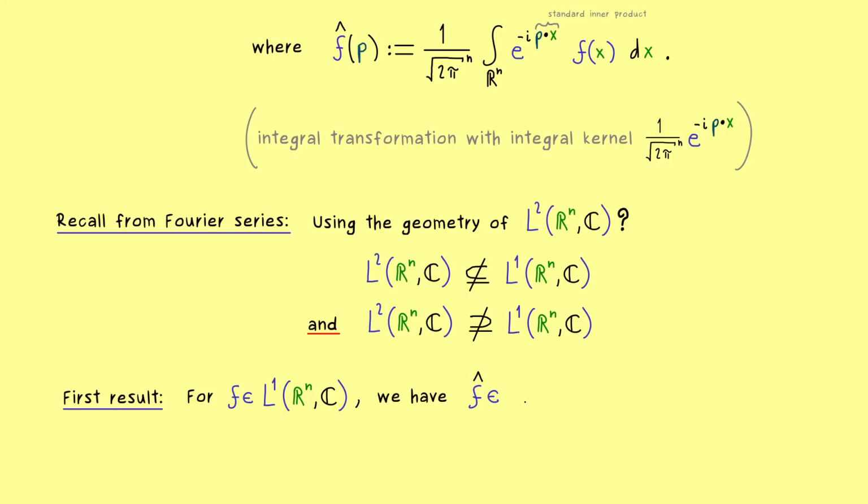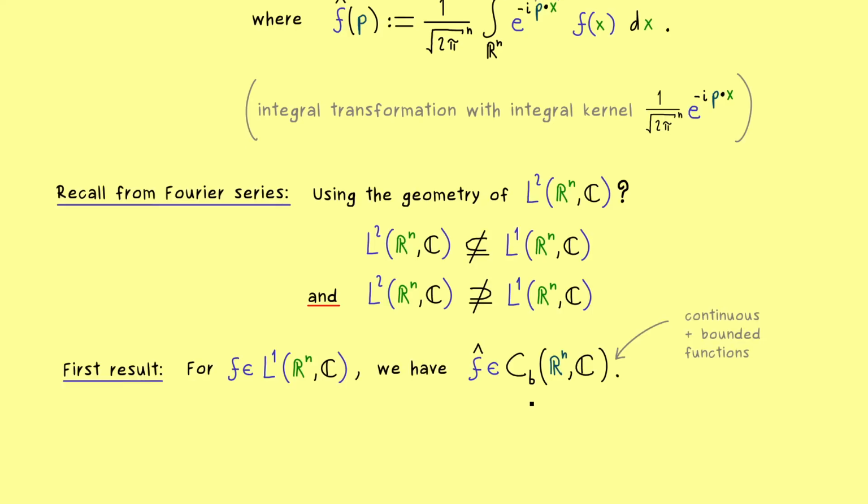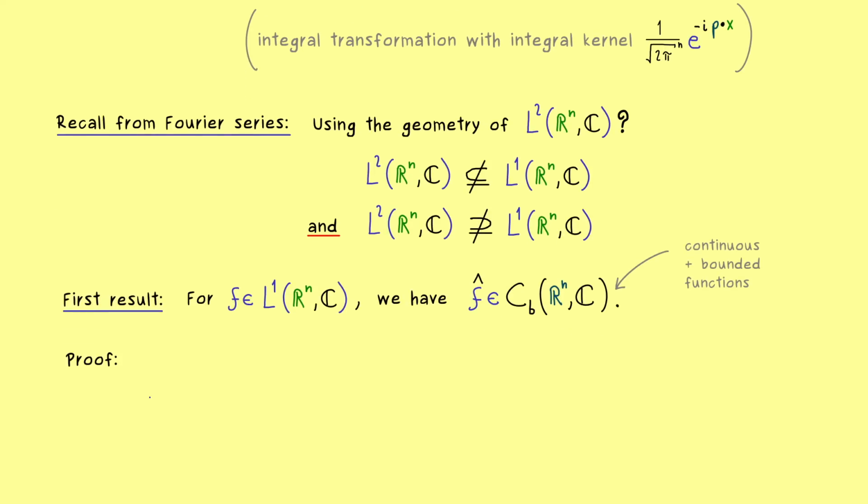And the common notation for that is a capital C with index lowercase b. So this is the vector space of functions from Rn to C which are continuous and bounded. Moreover, this space also has a nice norm given by the supremum norm. Hence, this is exactly what we can check now, namely that the supremum norm of f hat is finite.